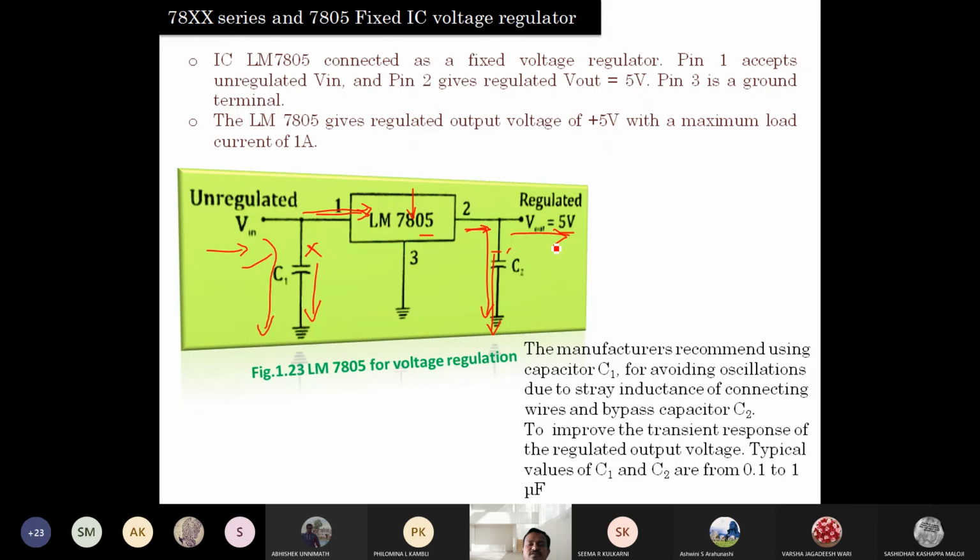So in today's session, we discussed 4 concepts. One is the light emitting diode, another is the photocoupler, and the 78XX series, and especially the 5 volt fixed IC voltage regulator, which is the 7805 IC. Okay.